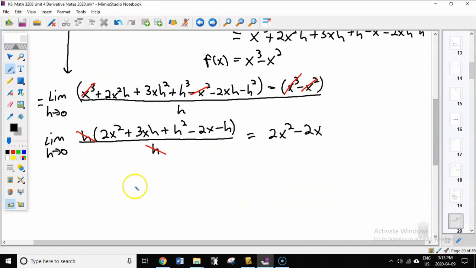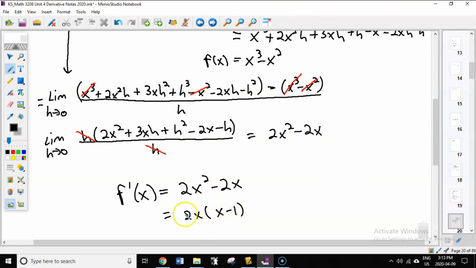So just to state it, the derivative of f of x equals 2x squared minus 2x. We can factor that, but you don't have to. Factor out your 2x and you get x minus 1. So this function here will give me the slope of any tangent to x cubed minus x squared. There you go, 10 minutes.